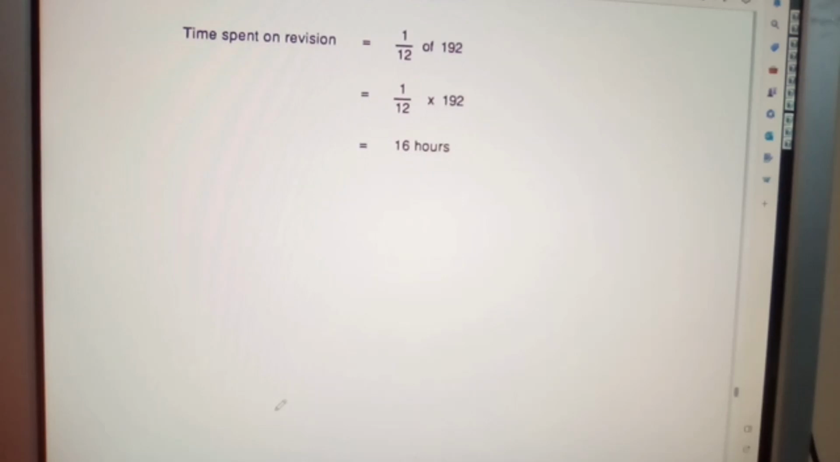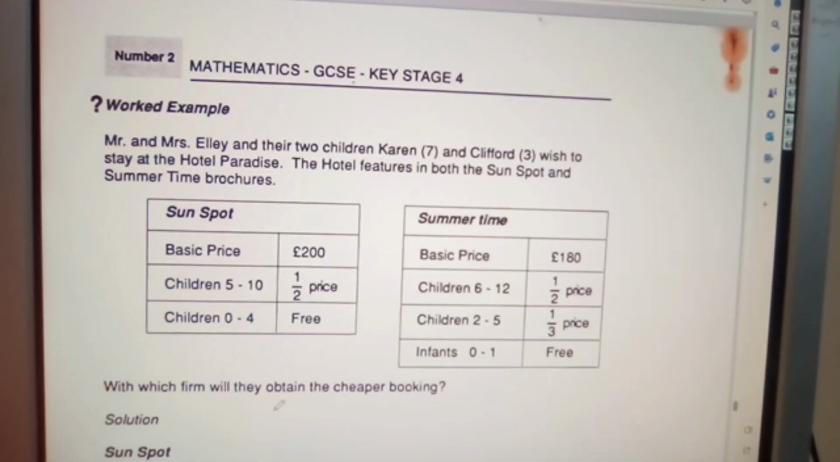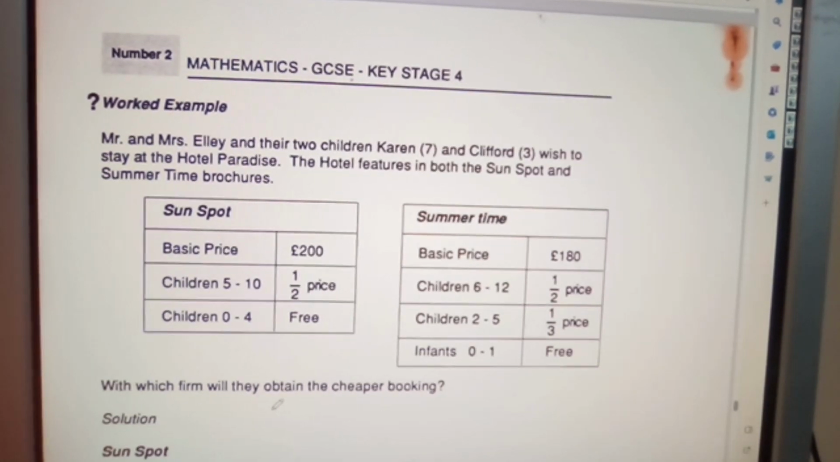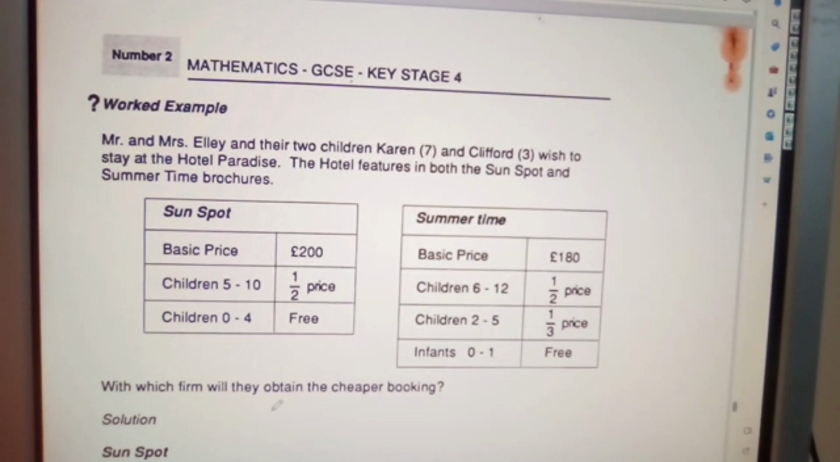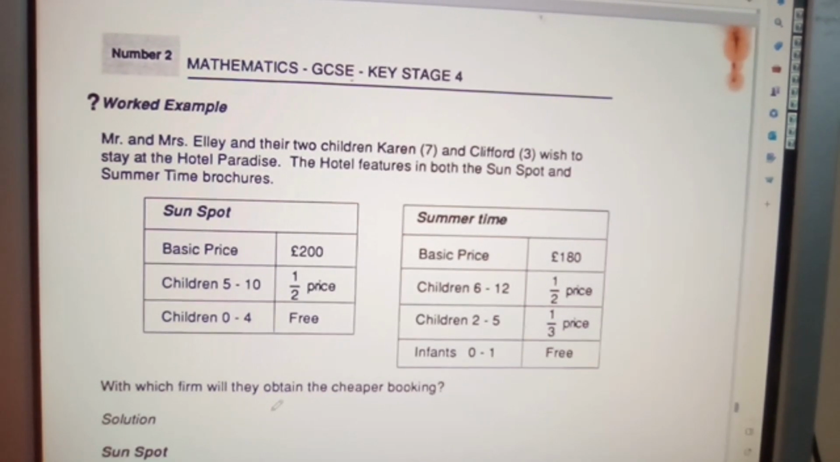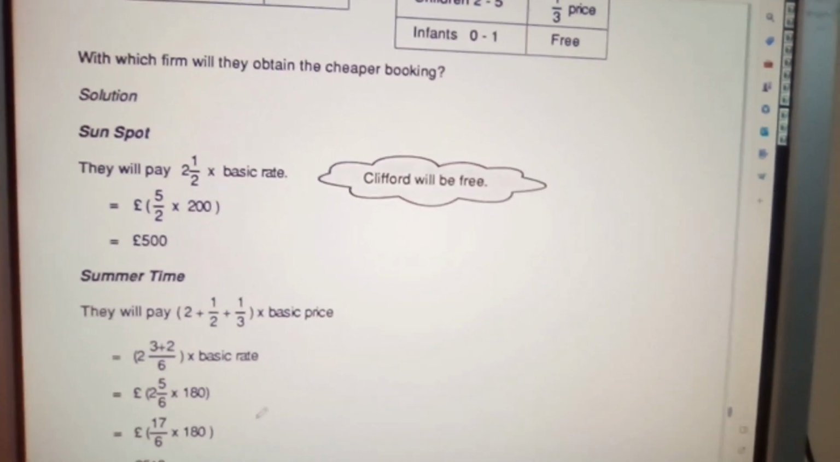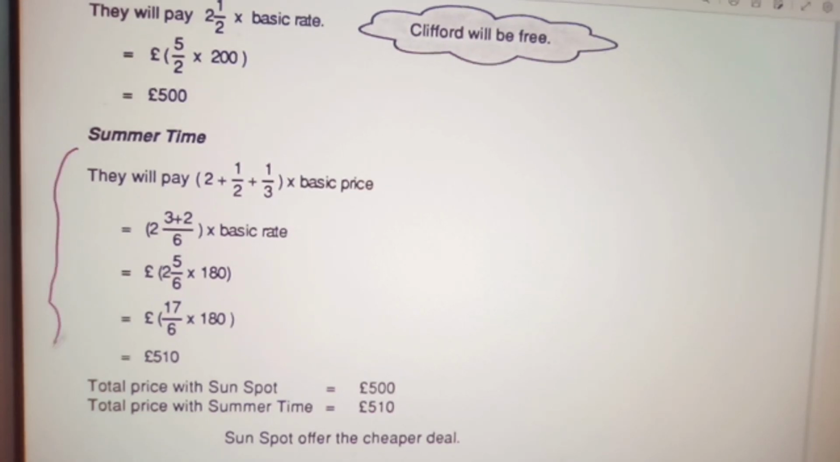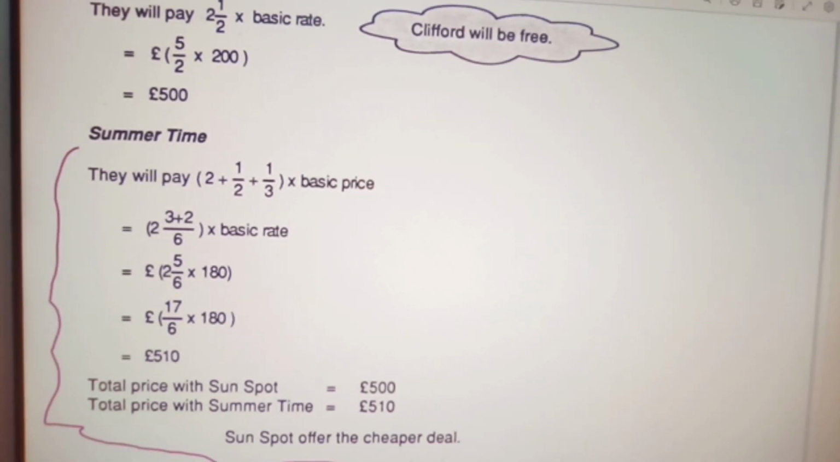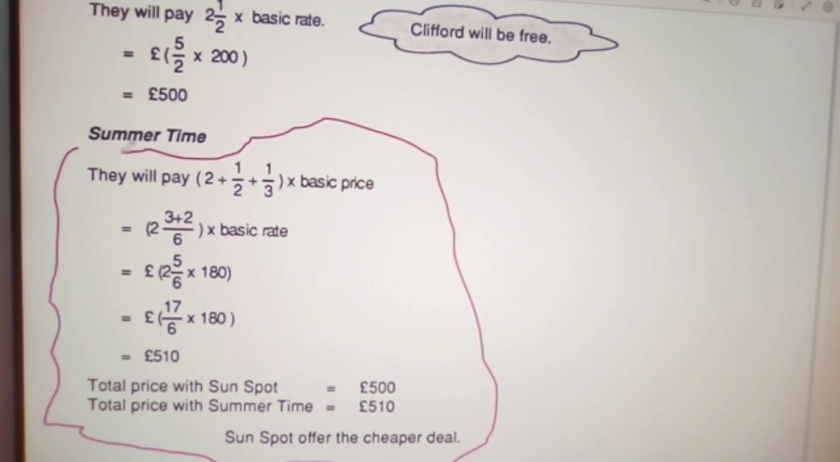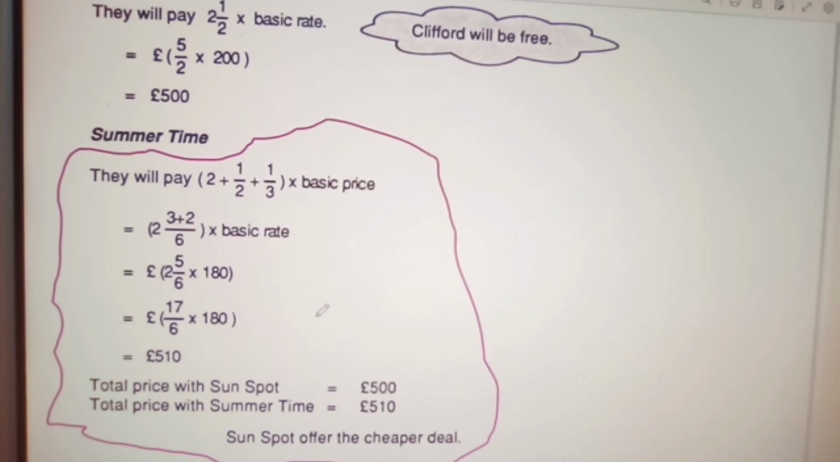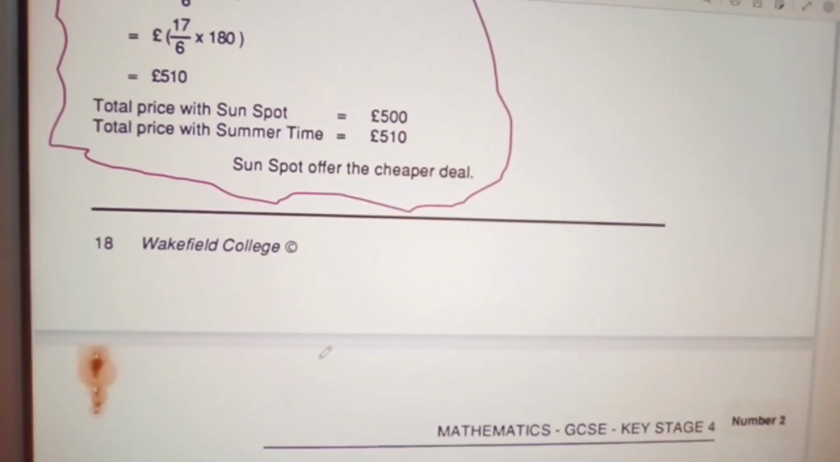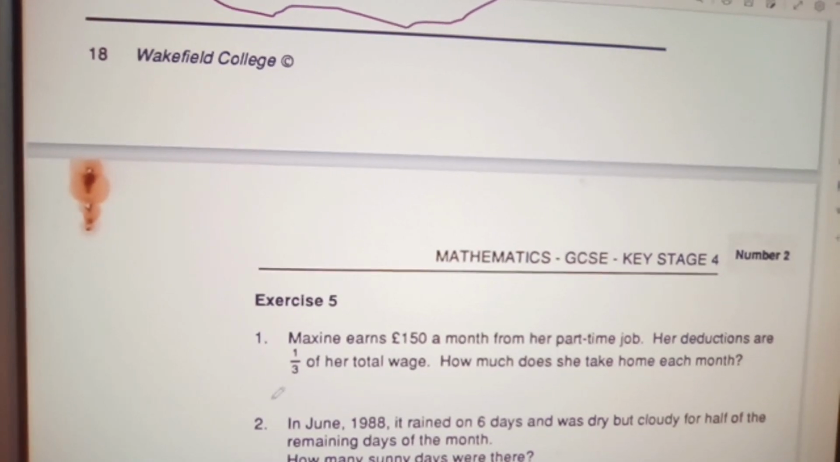Work example again, so I'm not going to go into anything on that. Mr. and Mrs. Allen, etc. Some spot basic price. So you can see there for yourself. And here we have put in the solution, to make sure that you look and see how it has been done. Do the calculations, work it out for yourself. Fundamentally, without question.